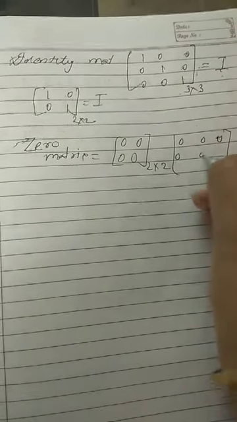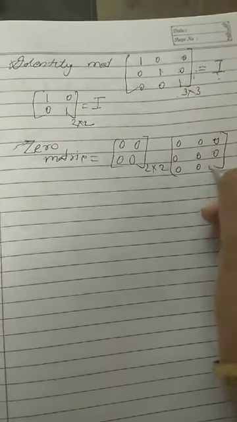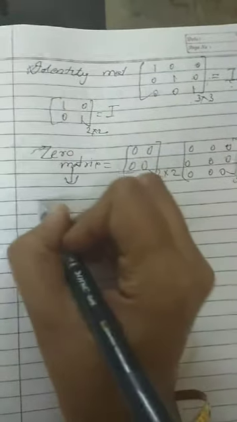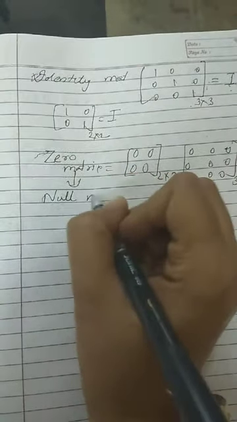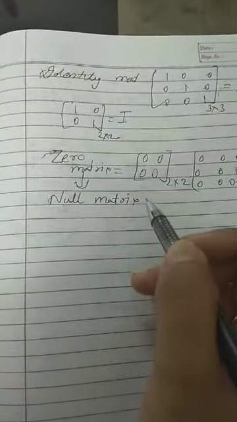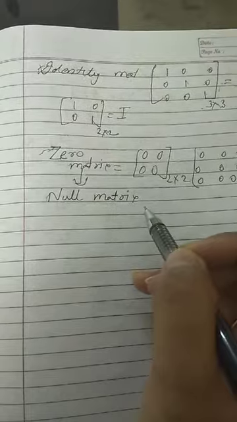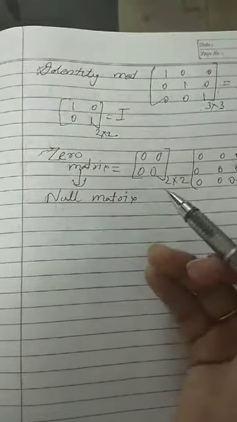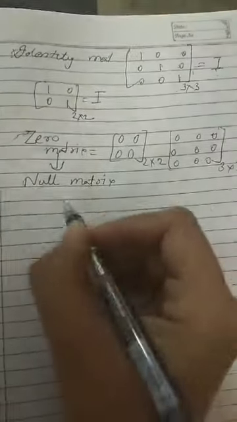This is of order 2 by 2. Similarly, I can write 3 by 3 also, 0 0 0 0 0 0, and the third row also 0. So this is the 0 matrix of order 3, right? And the 0 matrix is also known as the null matrix. We call it a null matrix also, we call it a 0 matrix also. Any one name can be used. So this is all about the different types of matrices.